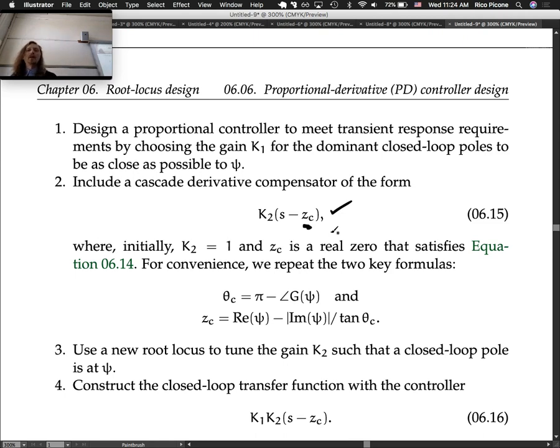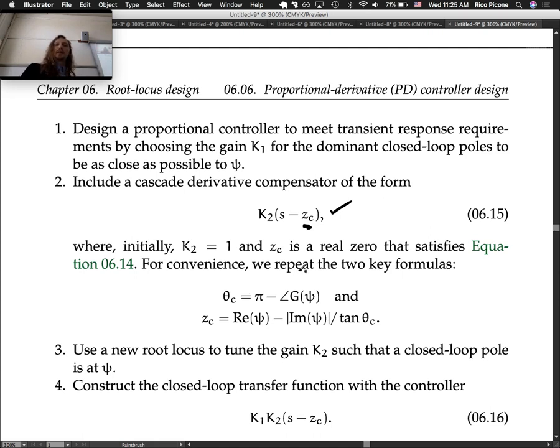So placing that zero is kind of like the first challenge in this problem. Doing the root locus and figuring out what gain you need for the root locus is step 1. We're getting pretty comfortable with that, hopefully, at this point. And now we're ready for the next challenge, which is relocating where ZC should be to match our transient response characteristics. So maybe it's a settling time or a percent overshoot requirement. It'll give us some guidance on where to choose psi.